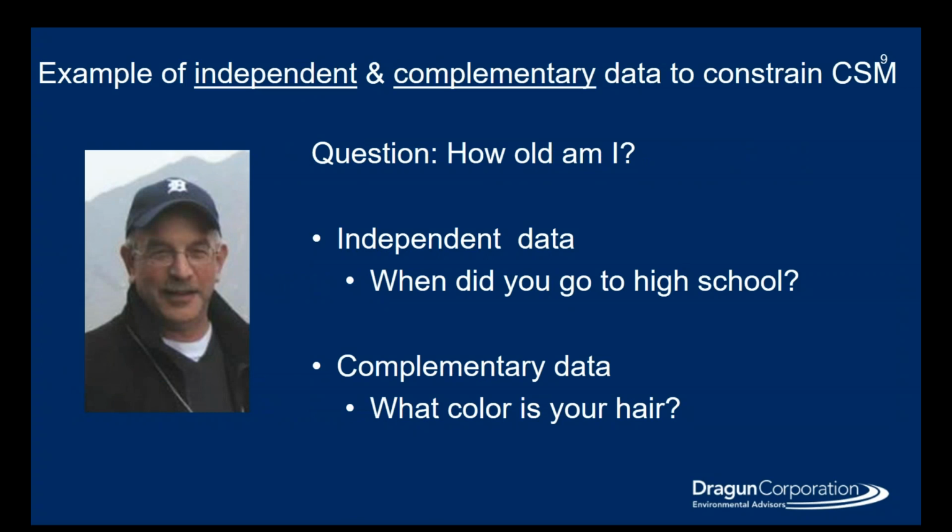So here's a simple example with a picture of me. How old am I? The easiest way to get an answer is to look at my birth certificate. But let's say you didn't have that. You could look at independent data, figure out when I went to high school. I started high school when I was 13. You could do the math and figure out when I was born if you knew when I went to high school. Or you can look at complementary data.